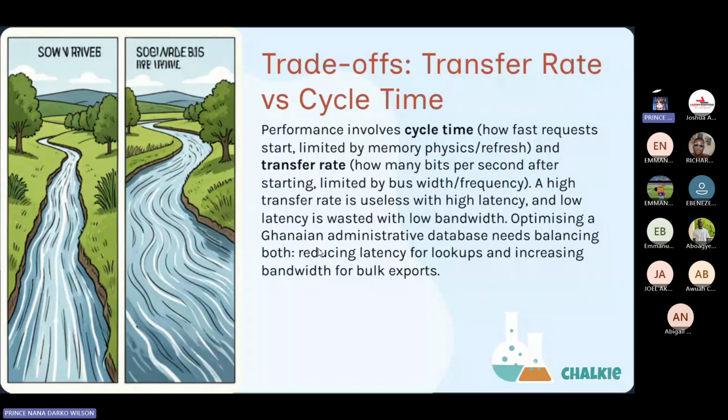All right. We have already looked at some of these concepts. This one, transfer rate versus cycle time. The cycle time is how fast the request starts, and it's only limited by the memory physics or refresh rate. Transfer rate, on the other hand, is how many bits are moved per second, and it is limited by bandwidth or frequency. The bandwidth talks about how narrow or how wide the channel through which data will travel is. If it is very narrow, then it means data will move at slower speeds because it is confined to a smaller area.